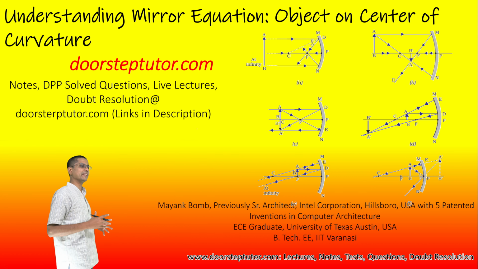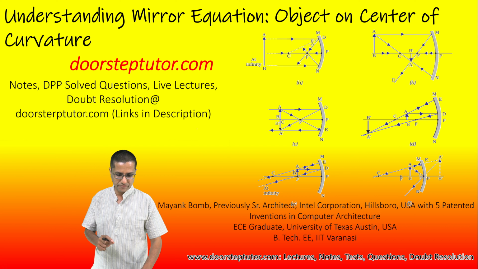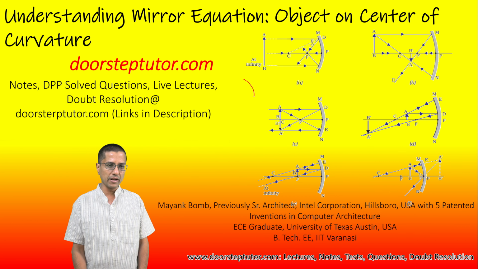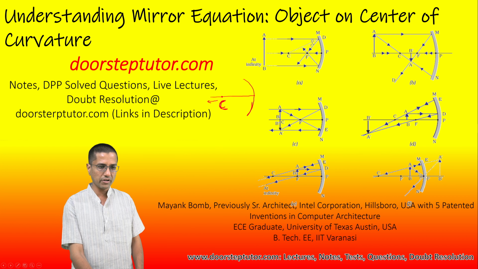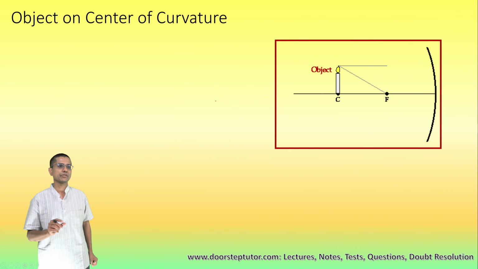We are drawing the various ray diagrams by placing the object at various locations in the case of our concave mirror. The next place where we are going to put our object is at the center of curvature. We already understood where the image is formed when the object is placed beyond the center of curvature. Now we will place the object on the center of curvature itself, and we will see how to apply the mirror equation. That is our objective.